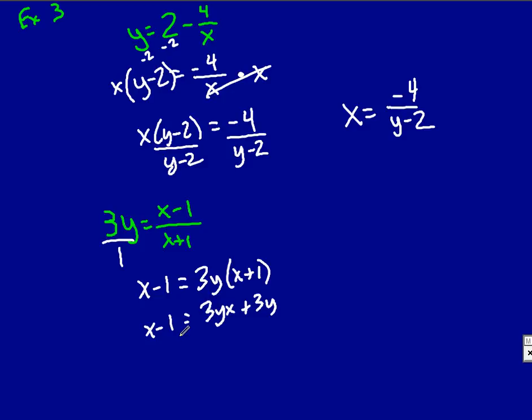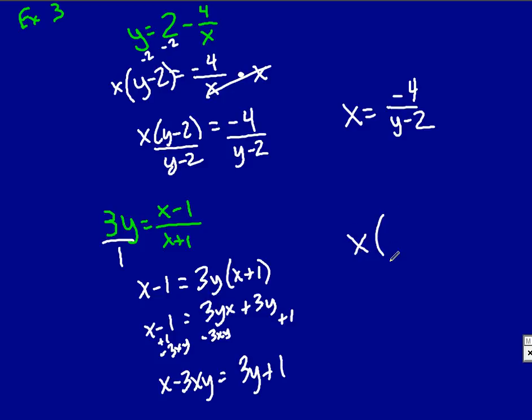And now I'm going to get everything with an x onto the left-hand side, everything without an x on the right-hand side. So I'll get the plus 1 out of there first, and then I will subtract a 3xy from both sides. So I'll have x minus 3xy will equal, and I still have 3y plus 1 over here. Both of these terms have x. Well, that means I can factor out an x. This is the main thing people will end up missing.